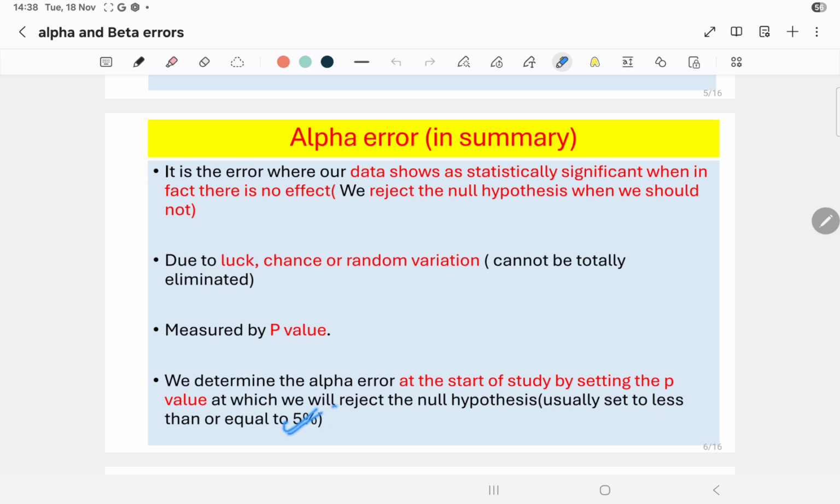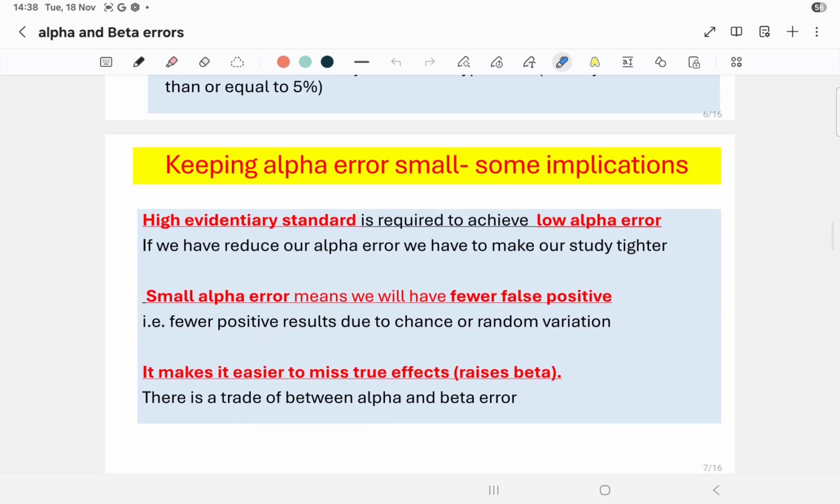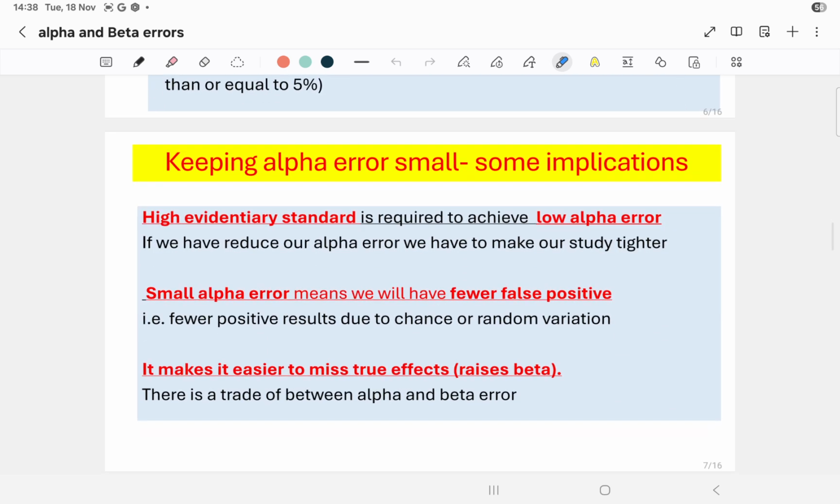This is usually the standard value used in clinical research, a p-value of less than or equal to 5%. By the way, p-value and alpha error are not the same thing. P-value measures alpha error, so we will discuss that going further. So keeping alpha error small means what?